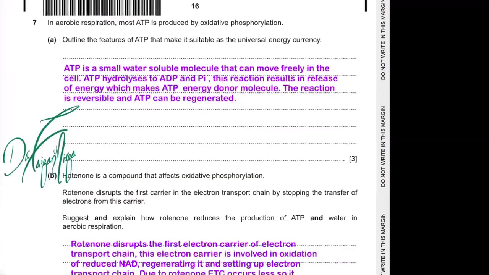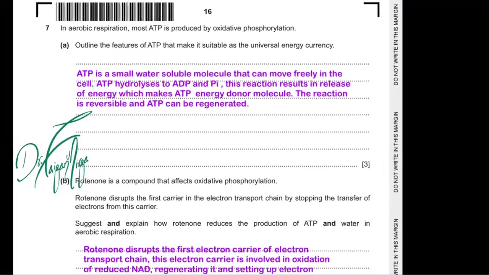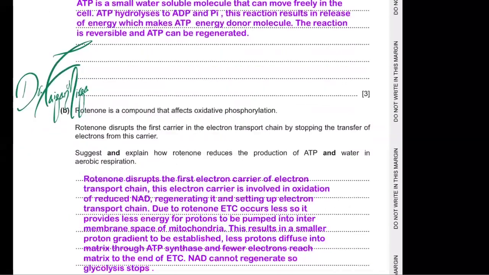So let's move on. Question 7 deals with respiration. Outline the features of ATP that make it suitable as a universal energy currency. So we know ATP is a small water-soluble molecule that can move freely throughout the whole cell. ATP hydrolyzes to ADP and a phosphate group. This reaction results in the release of energy. ATP is an energy donor molecule. The reaction is reversible and ATP can be regenerated.